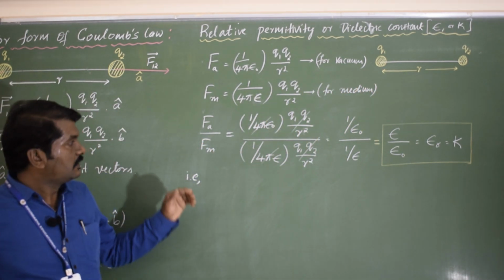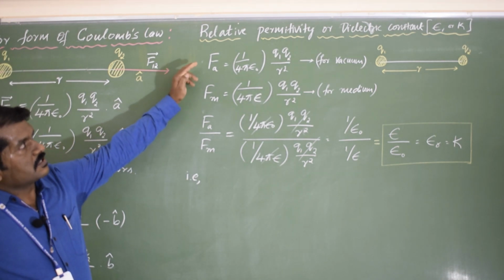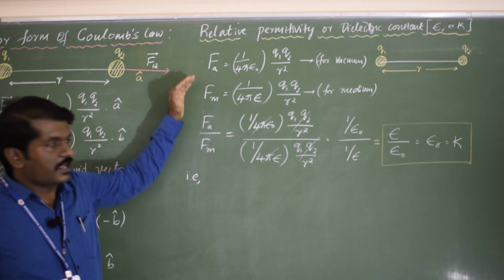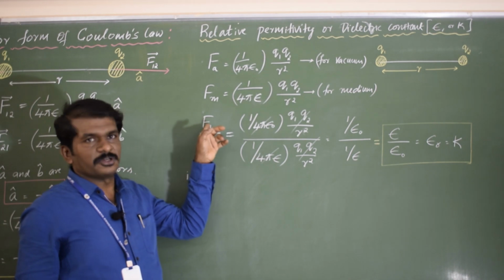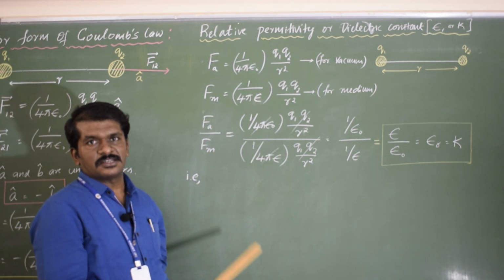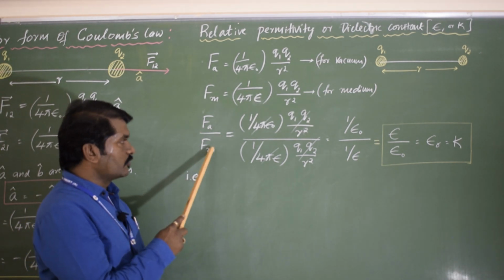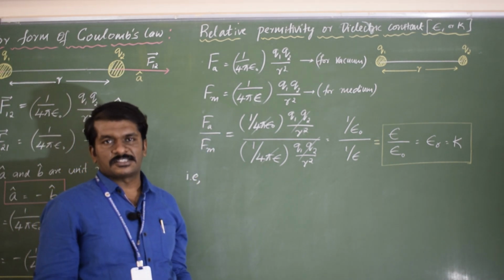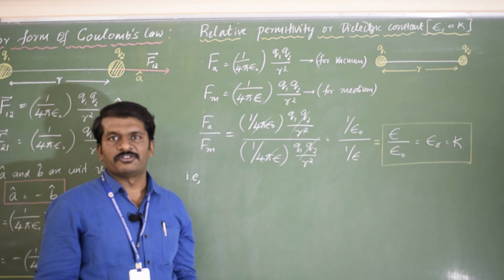Once again I'll repeat. The dielectric constant or relative permittivity is defined as the ratio of force between any two stationary point charges separated by a certain distance in air or vacuum to the force between the same two charges separated by the same distance in a given medium.